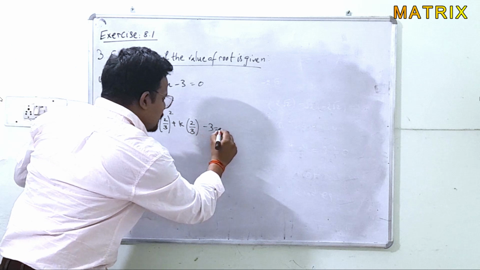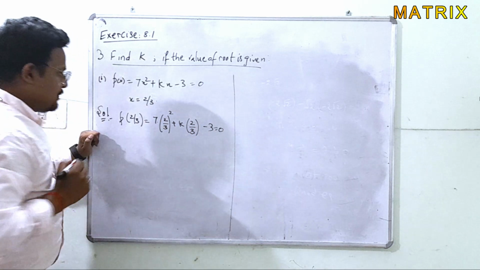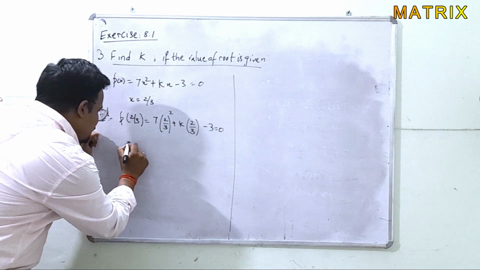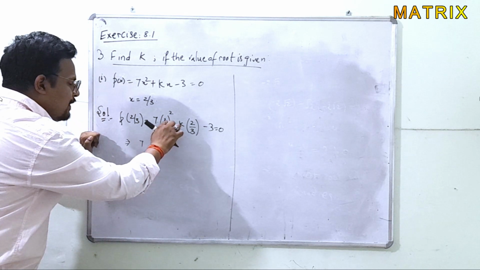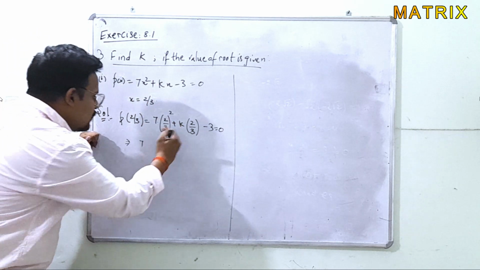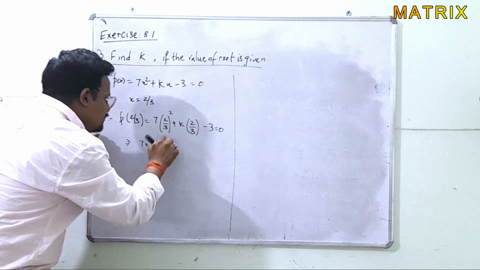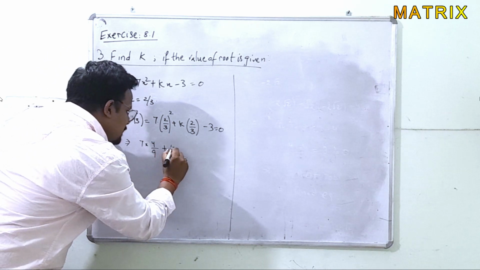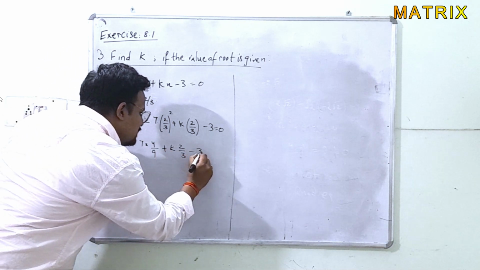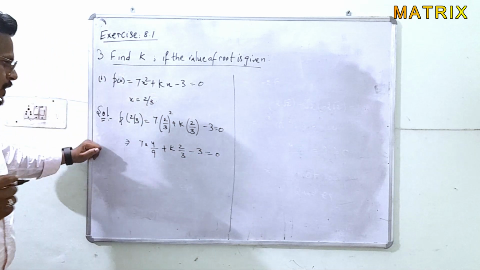And this is obviously equal to 0. Alright, so let's solve this. It will be equal to 7 multiplied by (2/3) raised to power 2, which is 4/9, plus k multiplied by (2/3 minus 3) equal to 0.